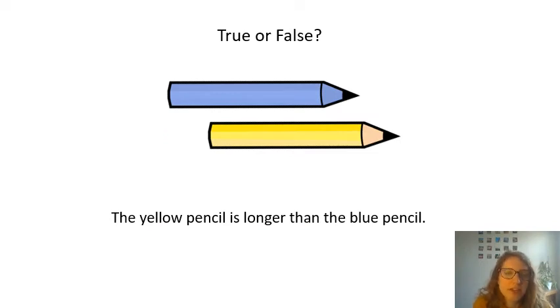True or false? The yellow pencil is longer than the blue pencil. Have a look at it carefully. You can pause it if you want to. What do you think? True or false? Let's have a look, because it's quite hard to tell because they're not lined up.